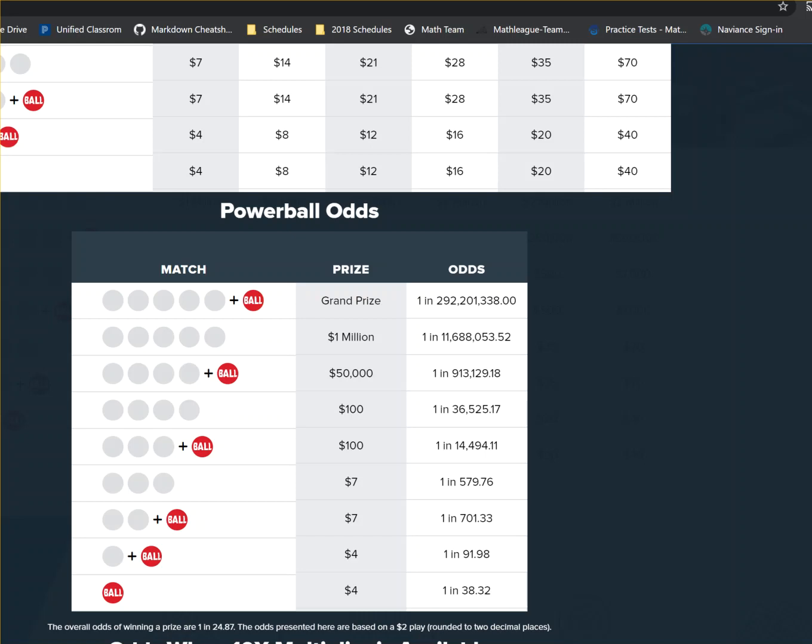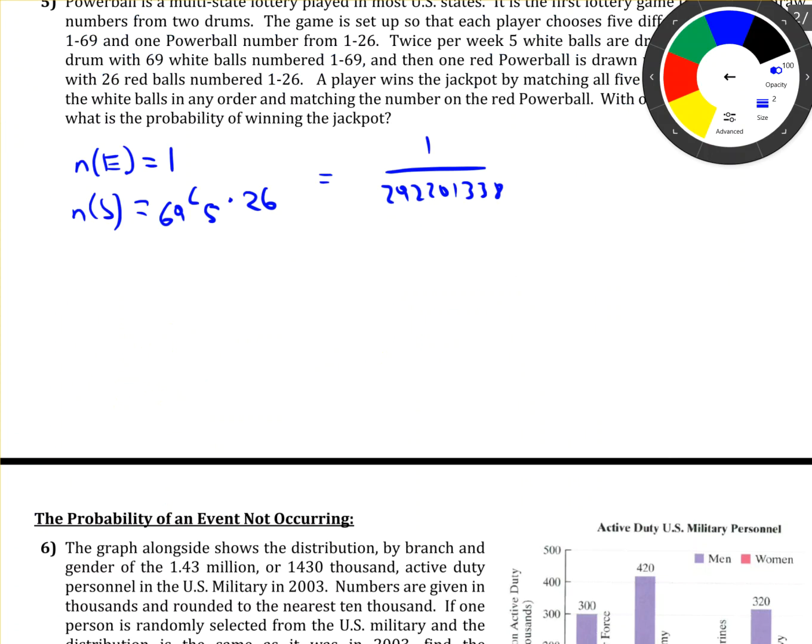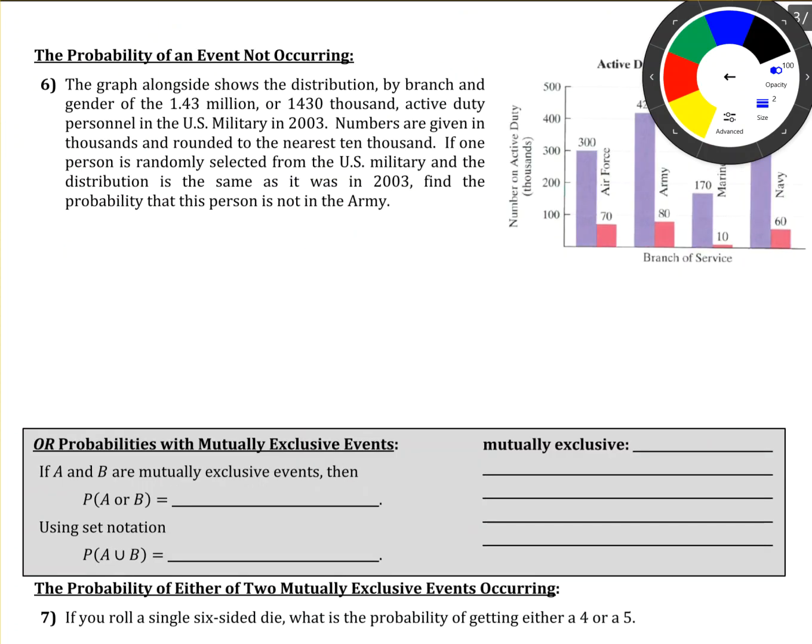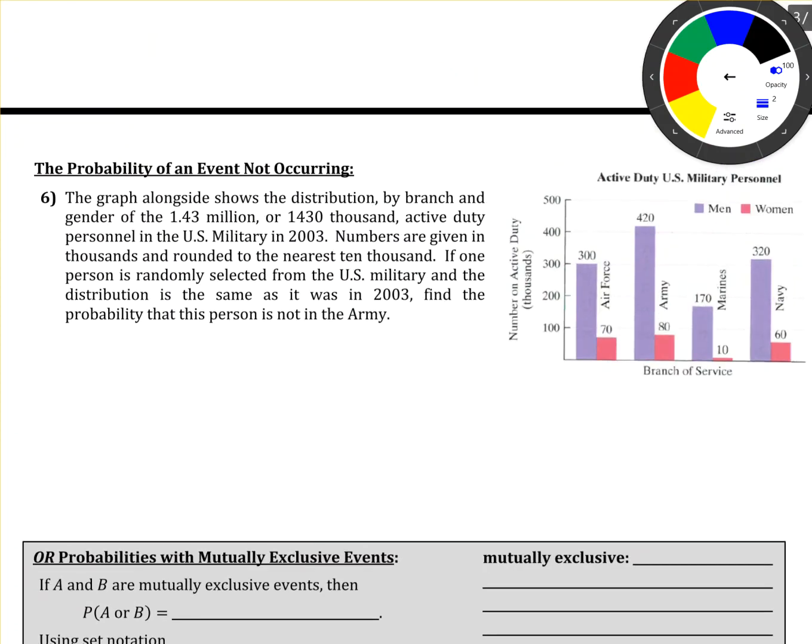So, probability of an event not occurring. The graph alongside shows the distribution by branch and gender of the 1.43 million active duty personnel in the U.S. military in 2003. Numbers are given in thousands and rounded to the nearest 10,000. If one person is randomly selected from the U.S. military and the distribution is the same as it was in 2003, find the probability that this person is not in the Army. All right, so these are in thousands, so there's 1,430,000 people here.